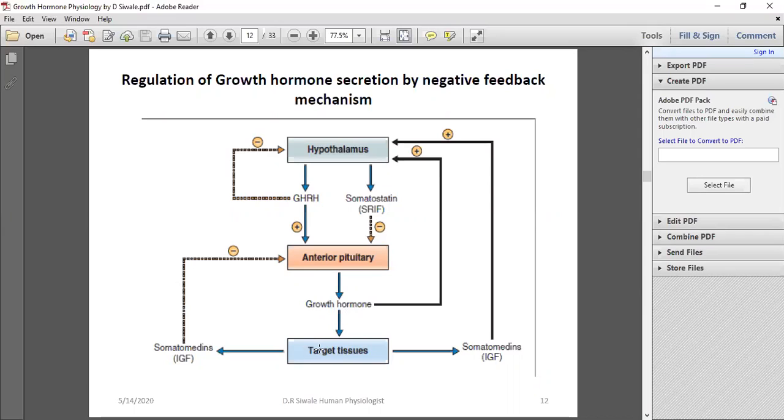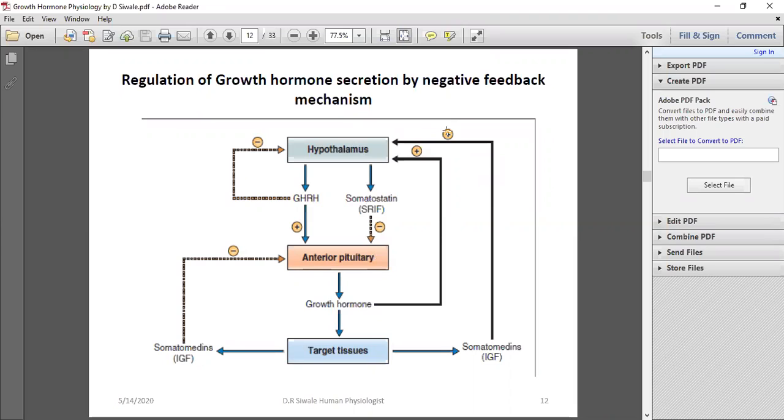Okay, so the liver will release somatomedins, which will have a negative effect on the anterior pituitary gland. So growth hormone will stop being secreted. Apart from that, the same somatomedins can also have a stimulating effect on the hypothalamus, so that the hypothalamus can release an inhibitory hormone called somatostatin, which will inhibit the secretion of growth hormone.